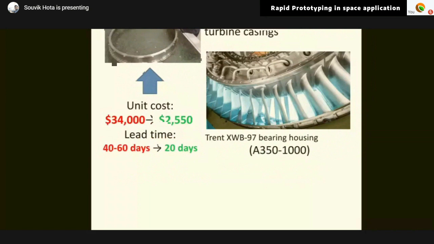And the other thing is that the manufacturing lead time, which was from 40 to 60 days, has been reduced to 20 days. So we can observe how rapidly it has been manufactured.